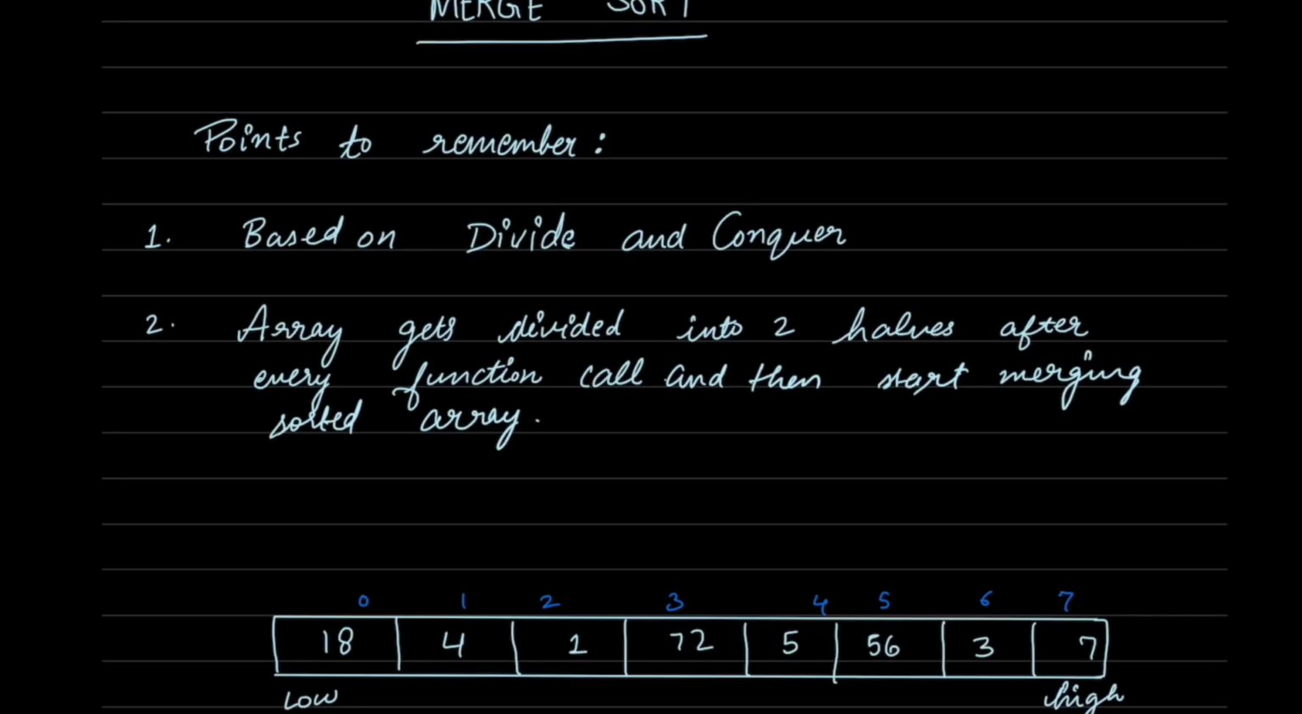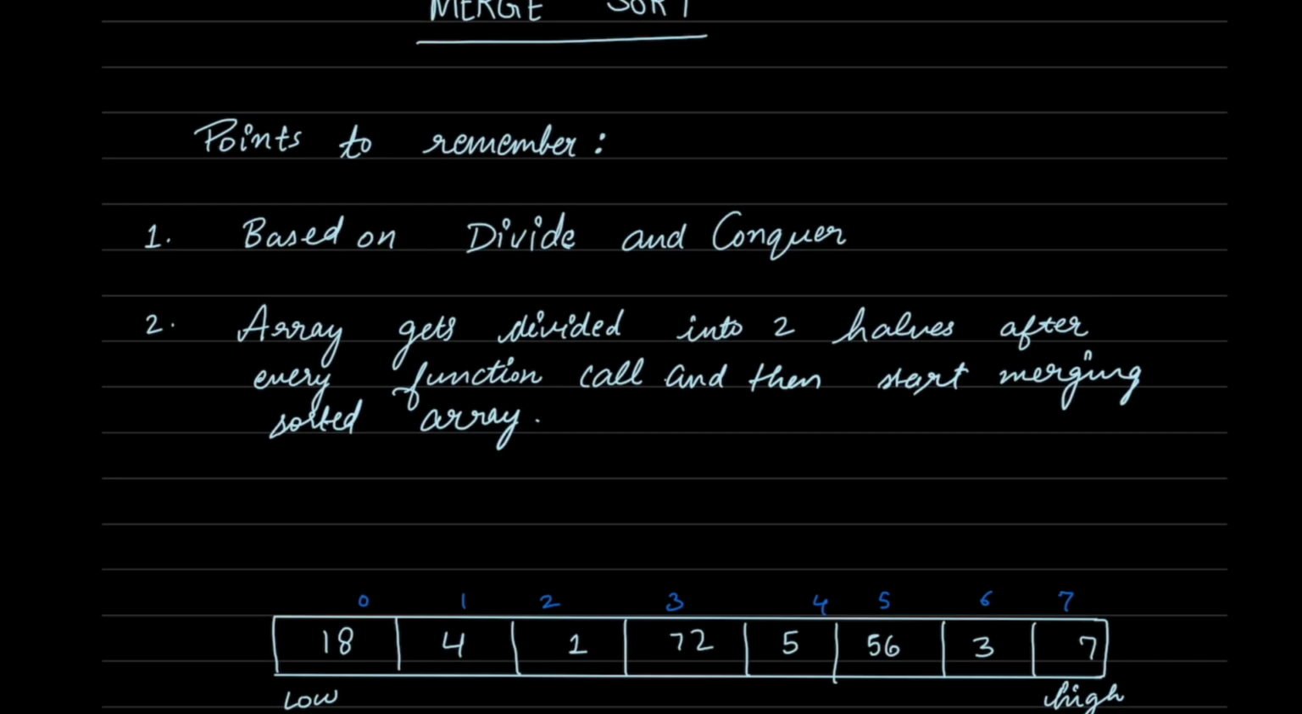Hey everyone, in this video we'll be learning about MergeSort. There are two important points to remember about MergeSort. Number one, MergeSort is based upon the divide and conquer method. And number two, every time we keep dividing the array into smaller halves till the point where we reach a single element, and after reaching that we start merging the smaller arrays into a larger array after sorting them. So every time we merge two arrays, we are actually merging two sorted arrays into one bigger sorted array.